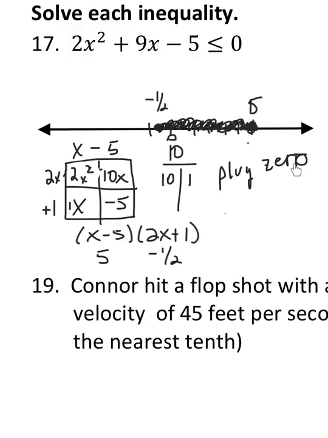I used the number 0 to check to see if I should shade inside or outside the points. And so since I plugged 0 in, this is 0, this is 0, and since negative 5 is less than or equal to 0, that makes this statement true. I shade inside. So this is why it's shaded in between the points. And that's all there is.